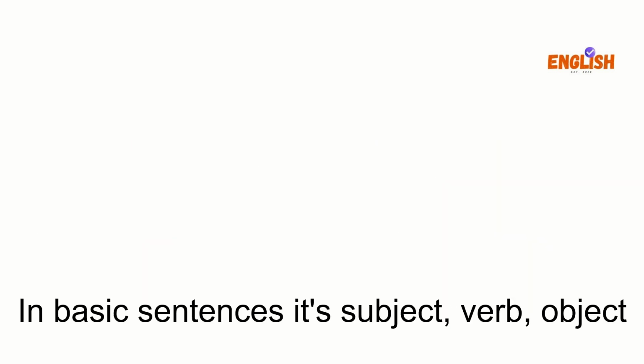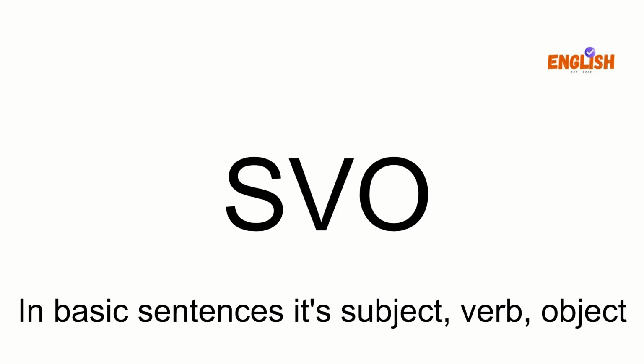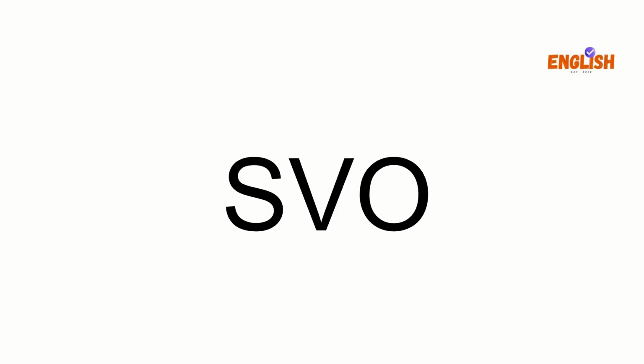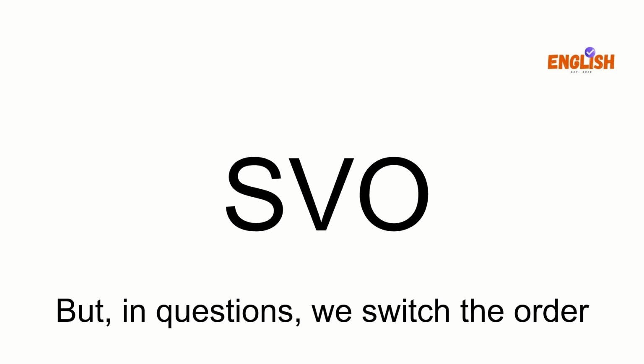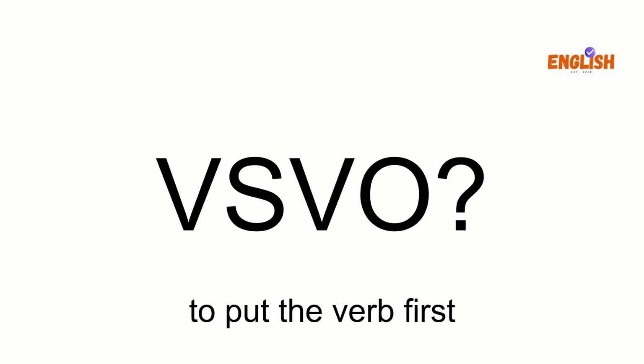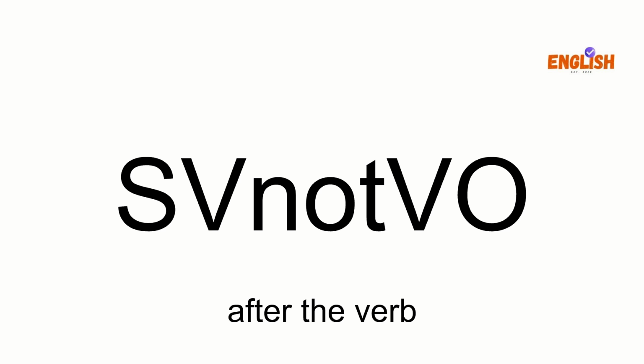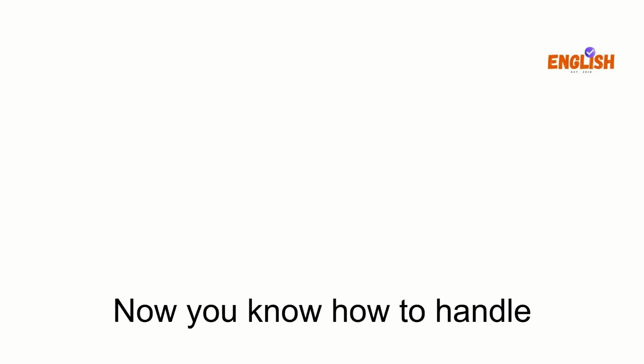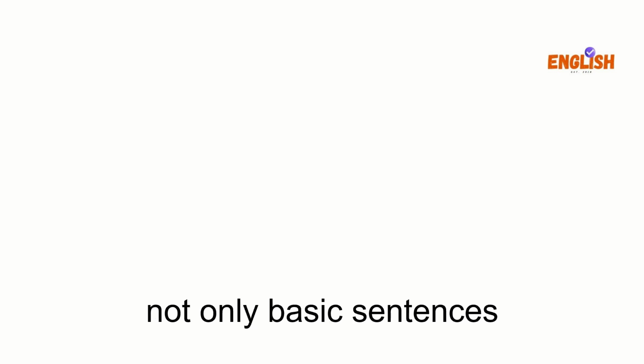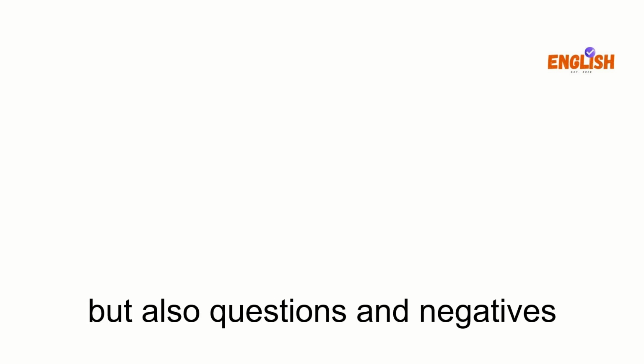Here's what we learned. In basic sentences, it's subject, verb, object. But in questions, we switch the order to put the verb first. And in negatives, we add not after the verb. Thanks for watching. Now you know how to handle not only basic sentences, but also questions and negatives using SVO.